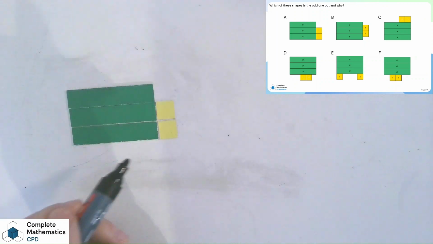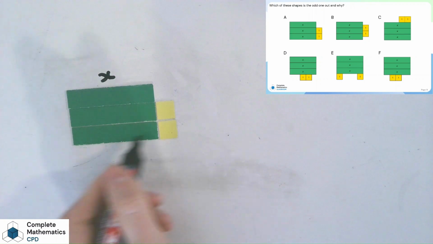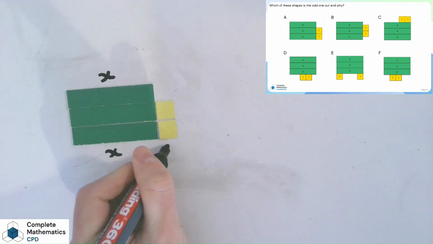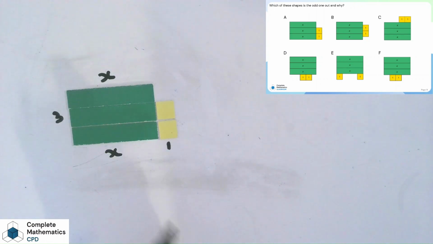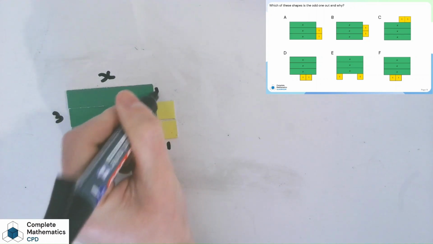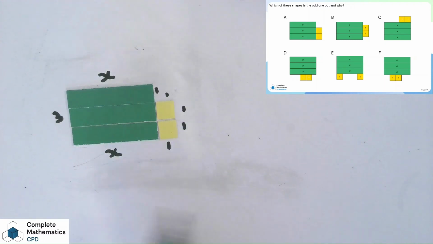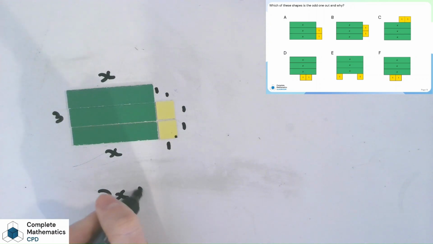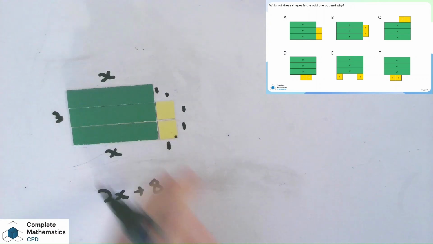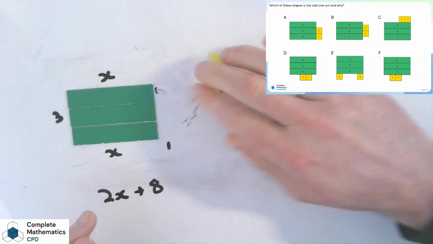Well, let's consider shape A to begin with. The distance at the top is x, and the distance at the bottom is going to be x and 1. And this length here is going to be 3. And this slightly trickier side, well, we've got a distance of 1 there, 1 there, 1 there, and 1 there. So the whole perimeter of this shape is going to be 2x plus 3, and then we've got 5 down here, so 2x plus 8. Okay, now does this change as we move into shape B?